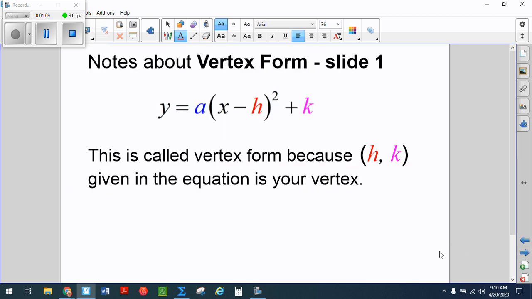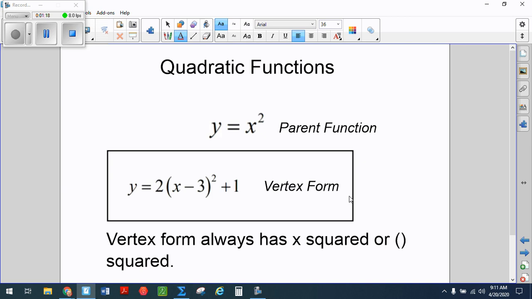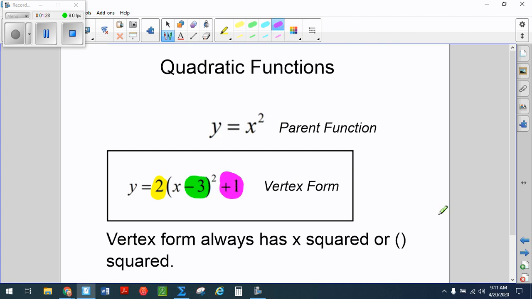So some notes about vertex form. This is our first slide of notes. I have 4 slides and then some examples. When we write it, if you notice, I took all the numbers from before. Let me get my highlighter. I had a 2 in front, this -3 in the middle, and a +1 at the end.